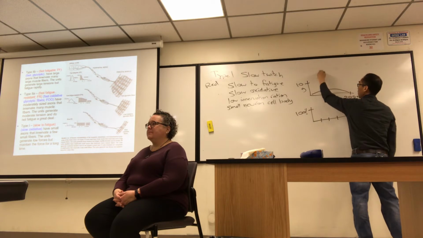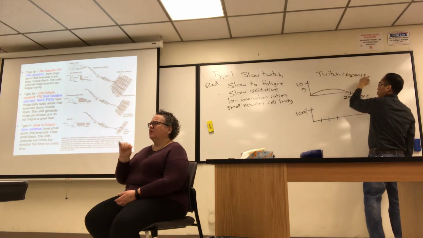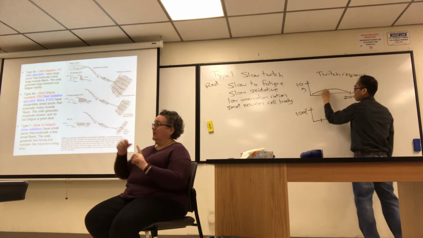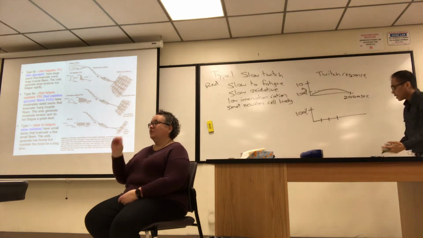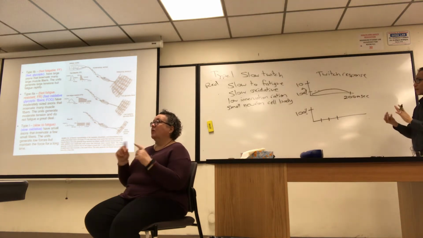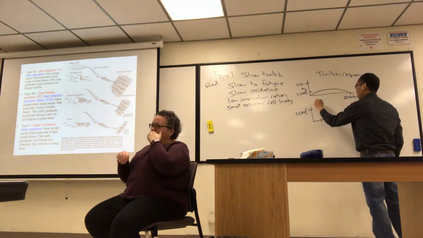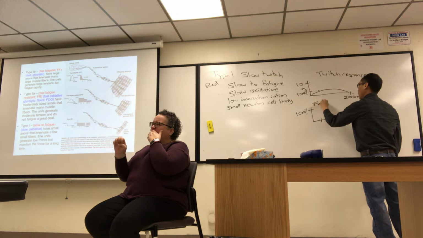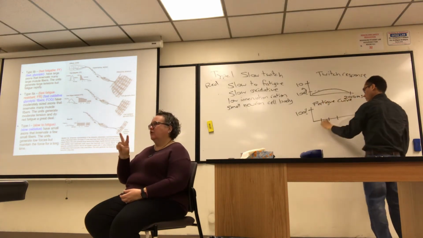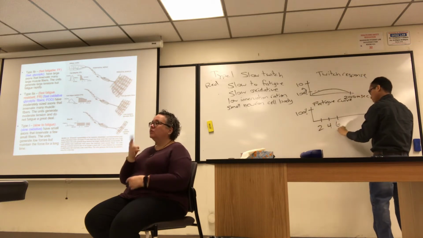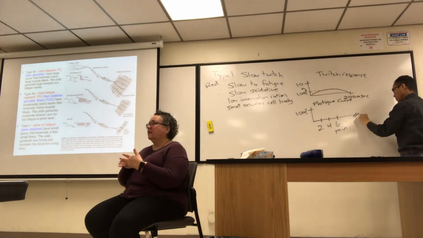So this is the twitch response. This is twitching at one time. And whatever that value is, that's 100%. Okay, that's what it can do. But let's see how long it can maintain this. This 100%, this is the fatigue curve that I mentioned. Let's twitch it for 2, 4, 6 minutes. And they put a break in the x-axis there, and they go out to 60 minutes.